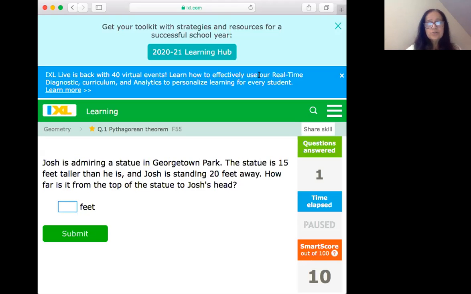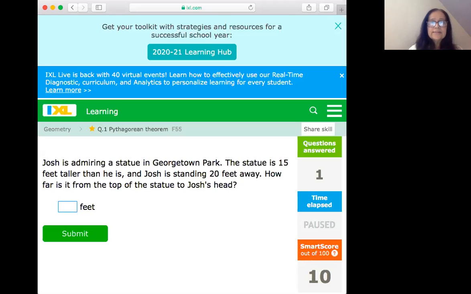Okay, so we need to translate these words into basically a triangle, to figure out maybe the missing side or the perimeter, depending on what the directions are asking us to find. Okay, so he's admiring a statue. The statue is 15 feet taller than he is.